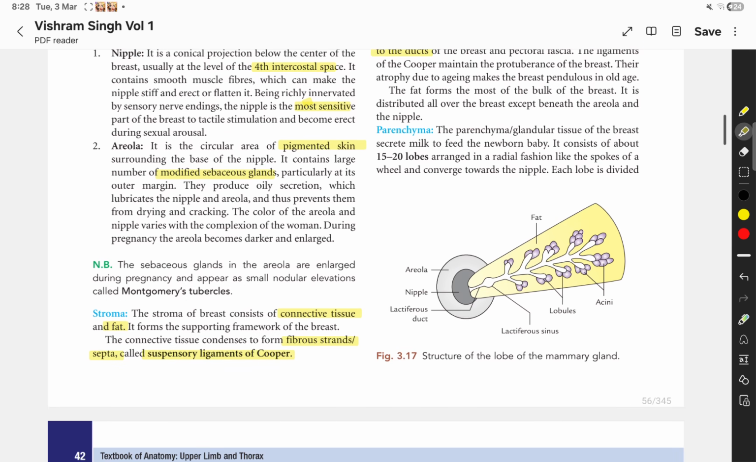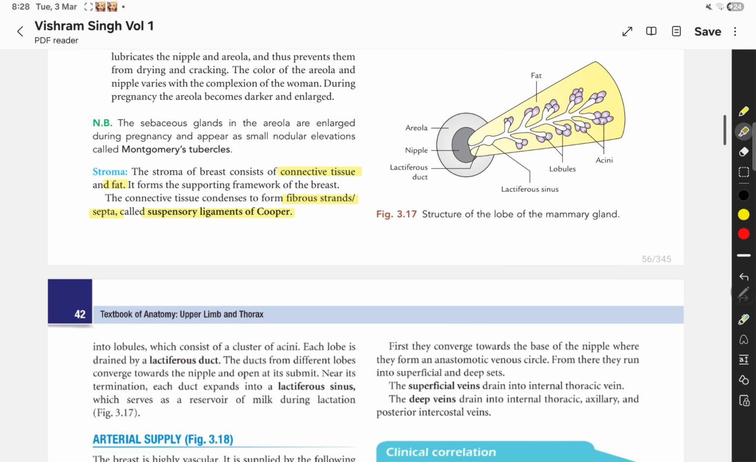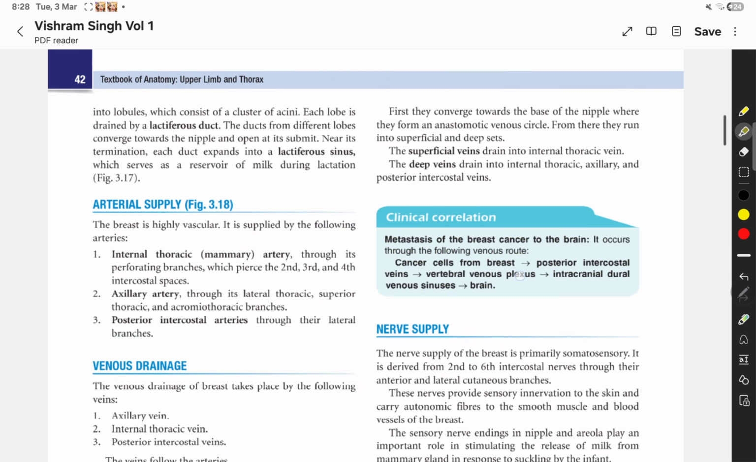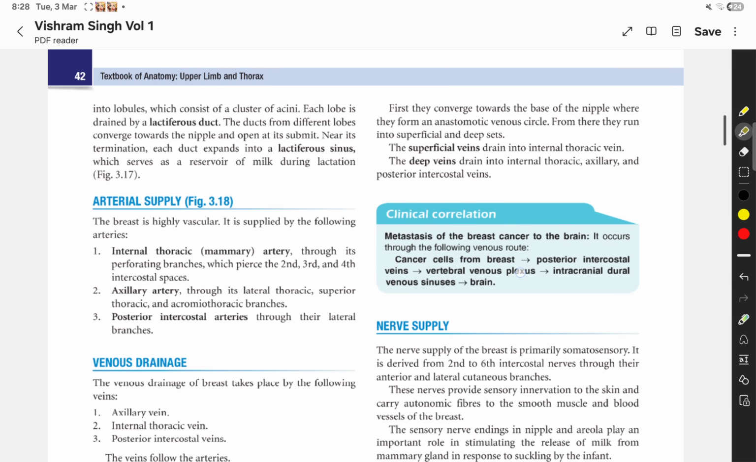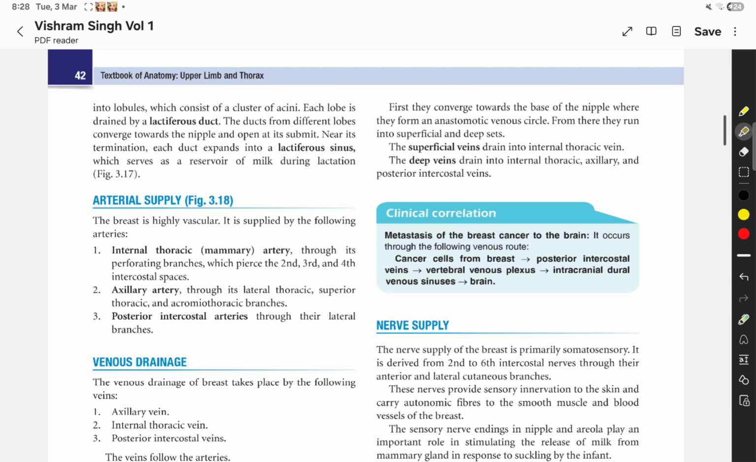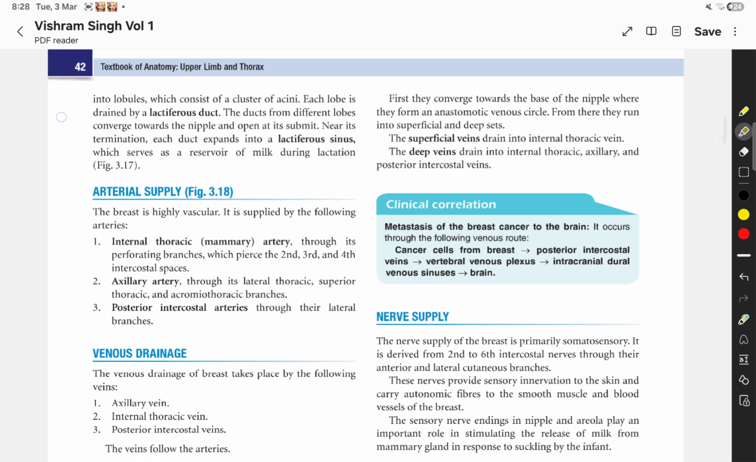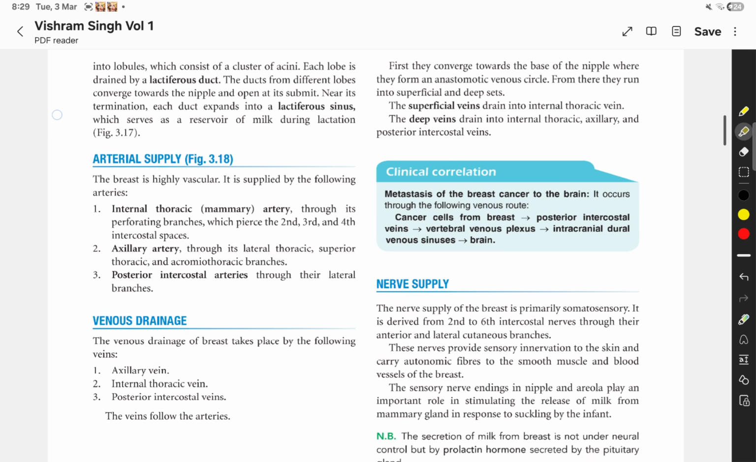Parenchyma, glandular tissue of the breast, secretes milk to feed newborn. Parenchyma is glandular tissue which secretes milk, consists of 15 to 20 lobes arranged in radial fashion. Each lobe is divided into lobules which consist of cluster of acini. Each lobe is drained by lactiferous duct. The ducts from different lobes converge towards the nipple and open at the nipple. Near its termination, each duct expands to form lactiferous sinus.